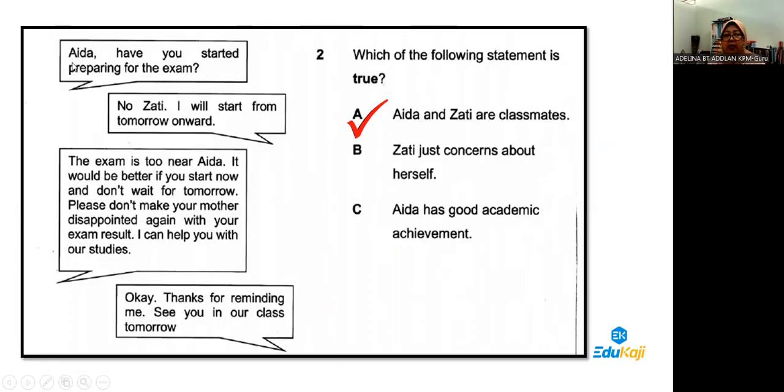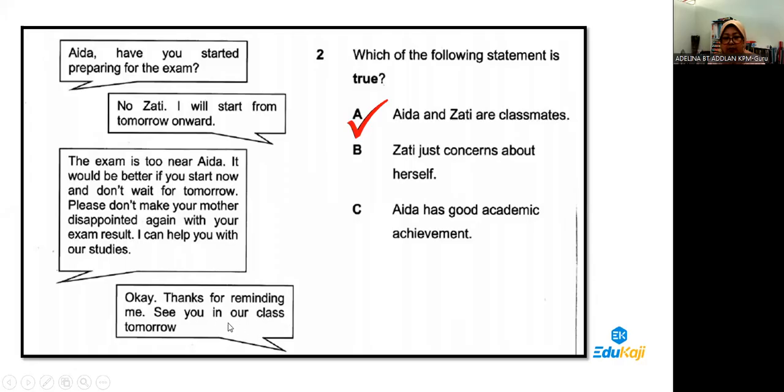Aida, have you started preparing for the exam? No, Zaki, I will start from tomorrow onward. If the exam is too near, Aida, it will be better if you start now and don't wait for tomorrow. Please don't make your mother disappointed again with your exam result. I can help you with our studies. Okay, thanks for reminding me. See you in our class tomorrow.